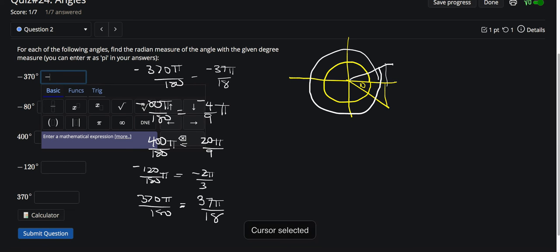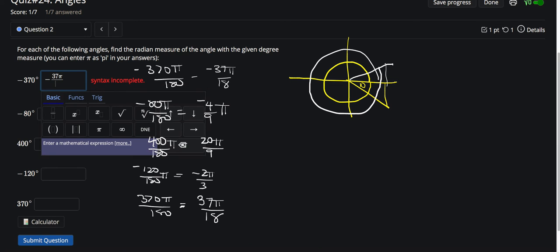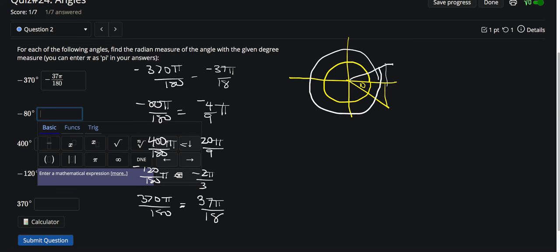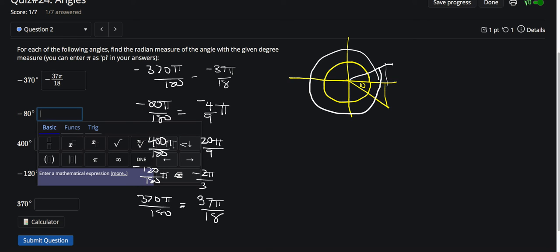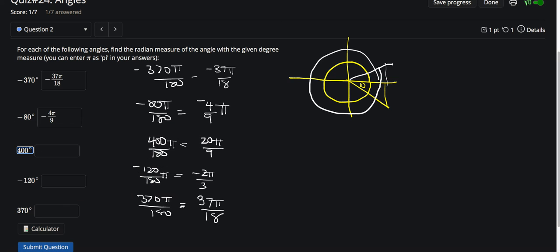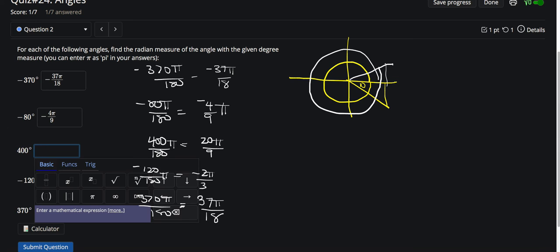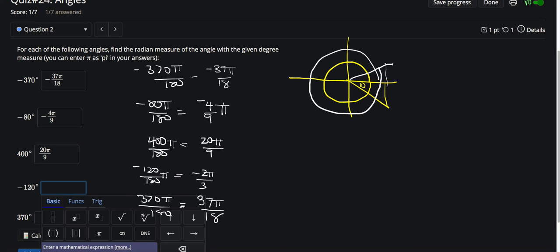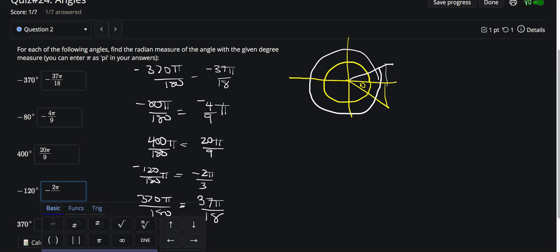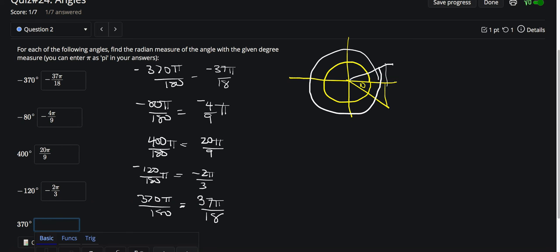So now the only thing is to put it in. So hopefully this will work out. Let's see. Negative 37 pi over 18. Not 180, 18. Be careful with that, right? We don't want it unreduced. Negative 4 pi over 9. Next up, 20 pi over 9, and this would be negative 2 pi over 3, and this one would be a positive 37 pi over 18.